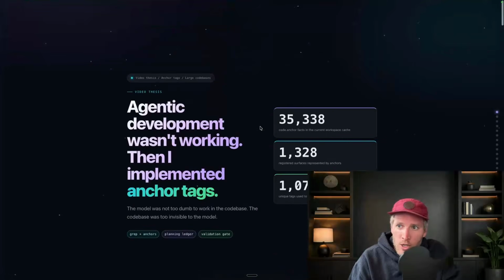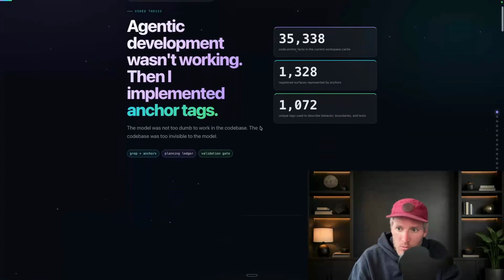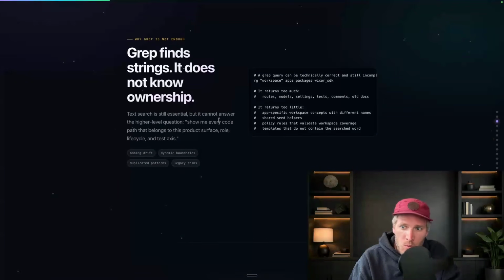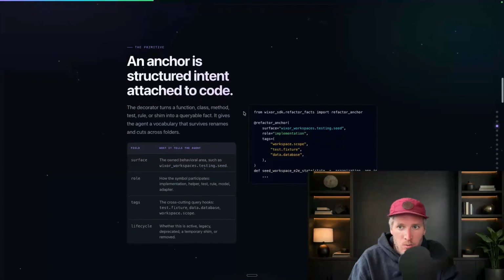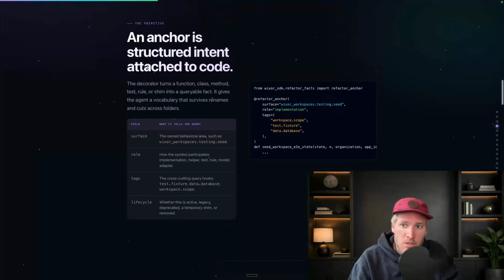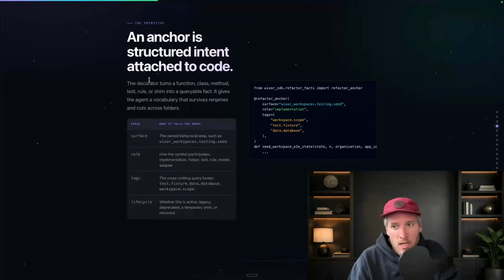So why do anchor tags make this more effective? Because essentially it provides 2 things. One is it provides context and linking across code that otherwise can be hard for AI to figure out at scale. It's remarkably good at doing it at small scale, but not necessarily at scale. And then the second is it allows basically a deterministic queryable system that AI can use.